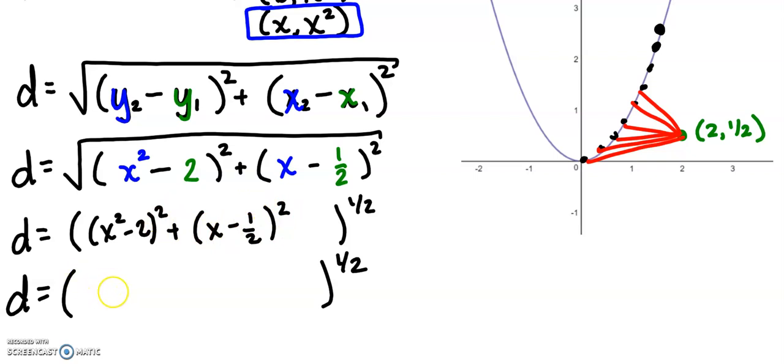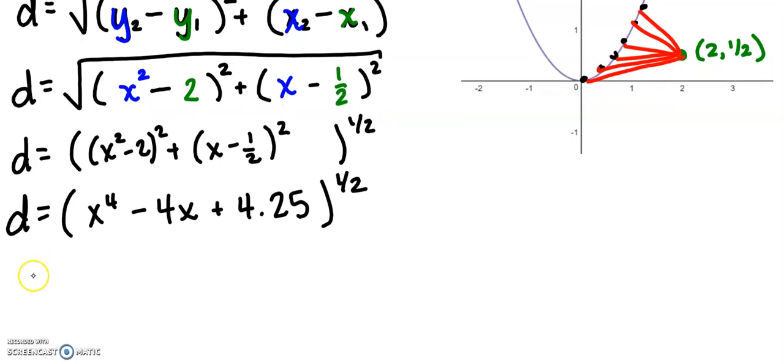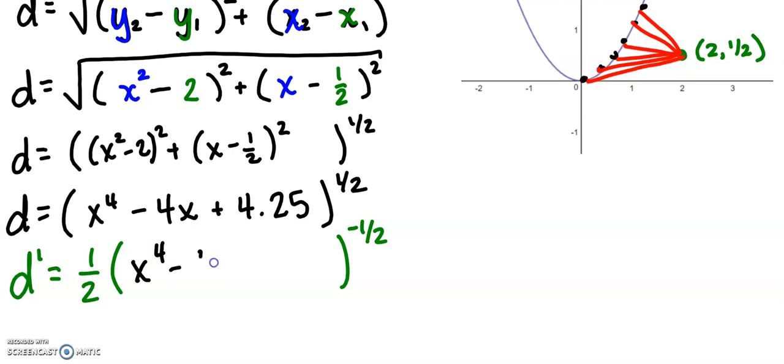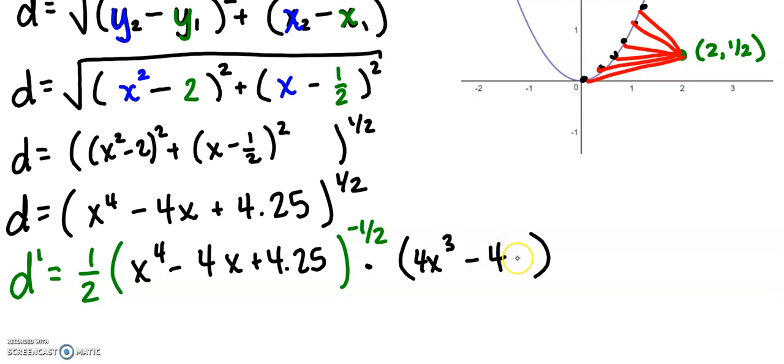I want you to take a second, pause the video, and go ahead and expand this out. Get one trinomial inside of here. Pause your video. All right, I came up with x to the 4th minus 4x plus 4.25. So the next thing then is I'm going to take the derivative. So in taking the derivative, this becomes d prime. I'm going to swing the 1/2 down. Leave the inside alone, drop the power. Times the derivative of the inside, which will be 4x to the 3rd minus 4.